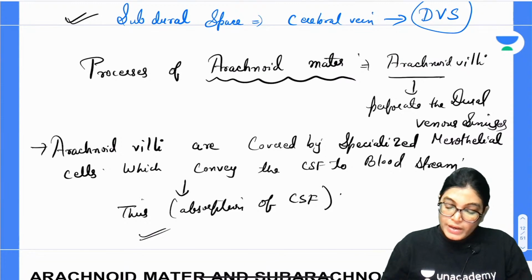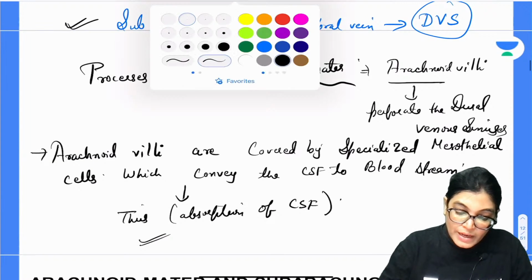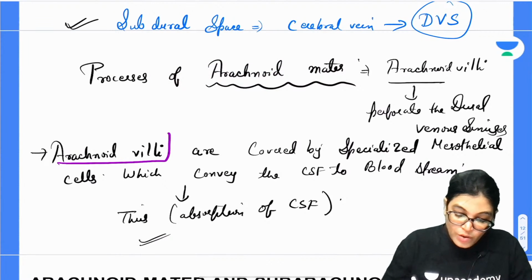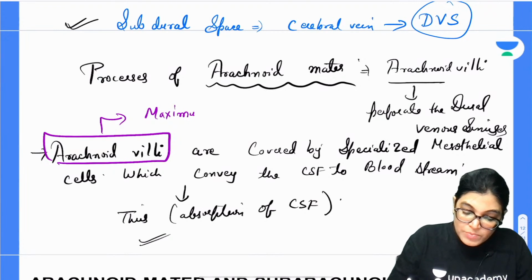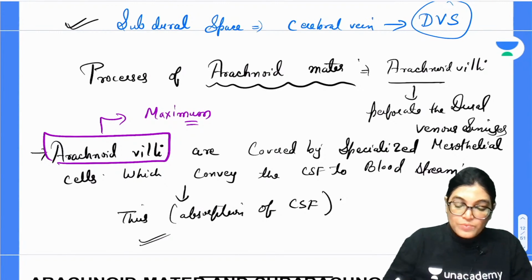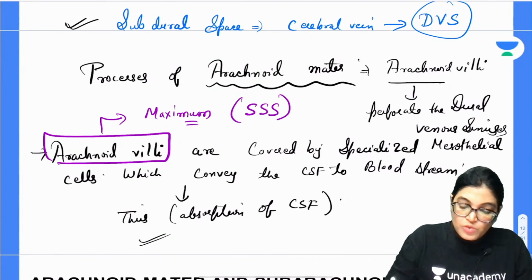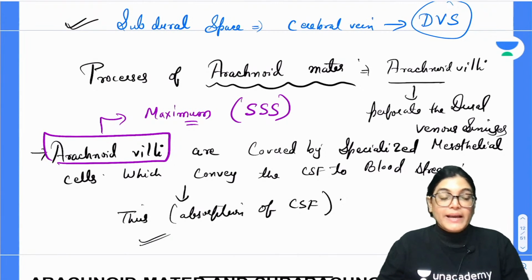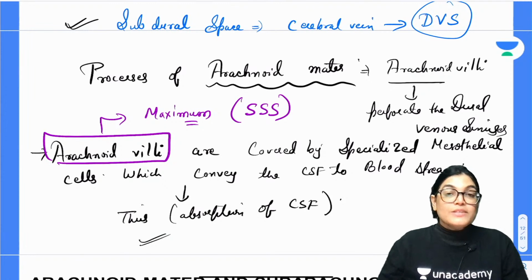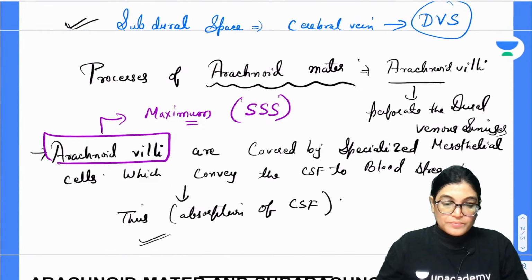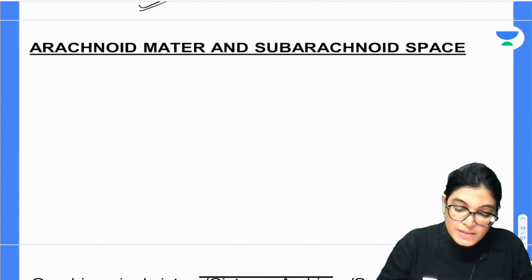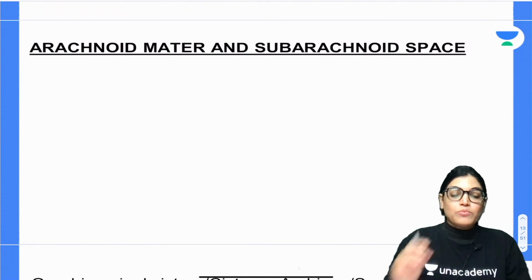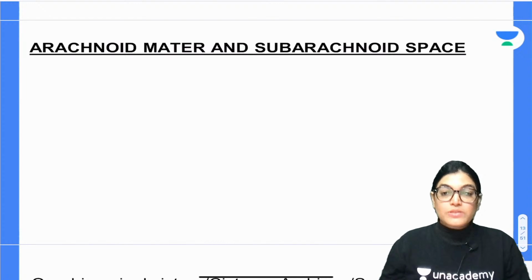The other important point about arachnoid villi is their maximum number. Can anybody give the answer? Where is the maximum number of arachnoid villi located? The answer is triple S: the superior sagittal sinus. So arachnoid villi are maximum in number in the superior sagittal sinus. We have discussed the details of arachnoid matter, and arachnoid granulations also.